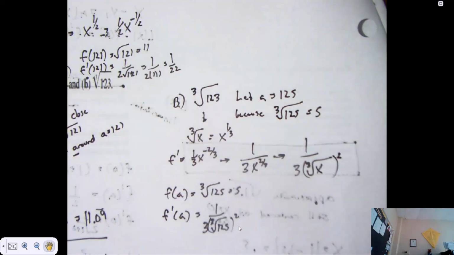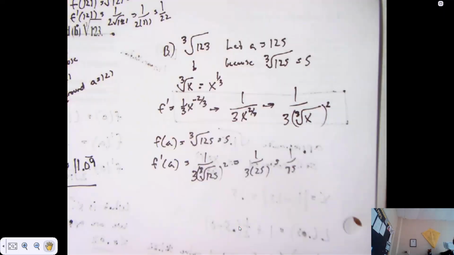All right, so we already know a couple of things. F of A is the cubic root of 125, which is 5. I need to know F prime of A, which is 1 over 3 cubic roots of 125 that I square. What's the cubic root of 125? When you square it, what do you get? That's 1 over 3 25s, which is 1 over 75.